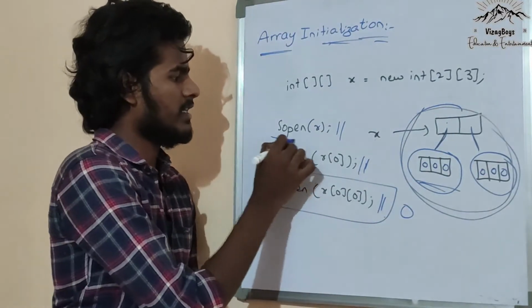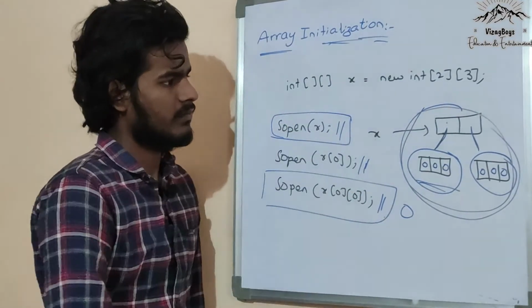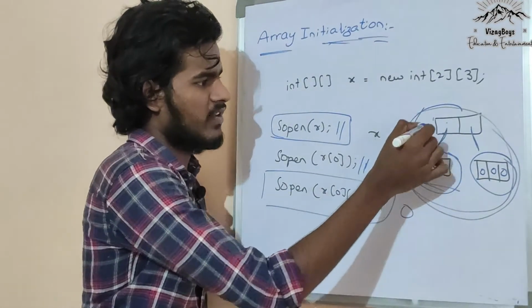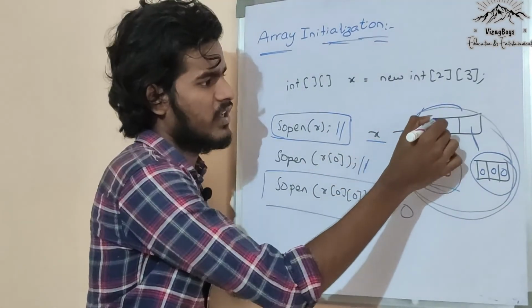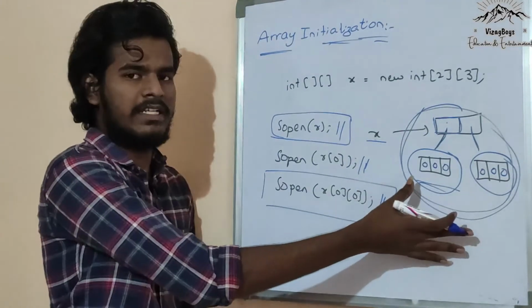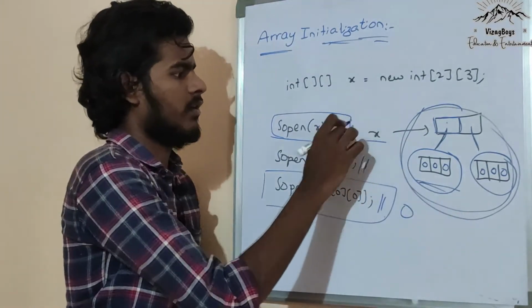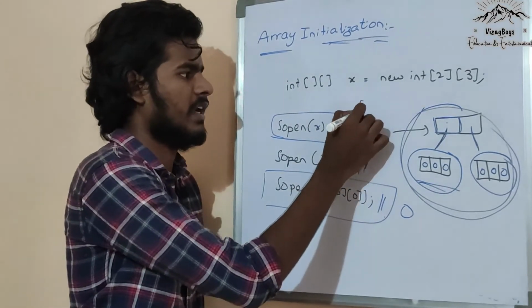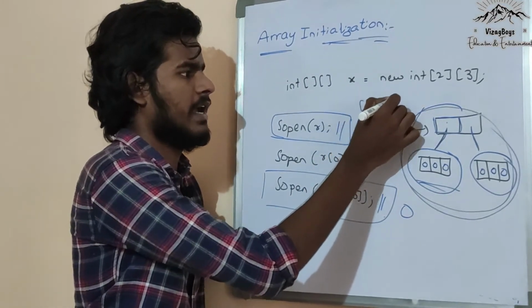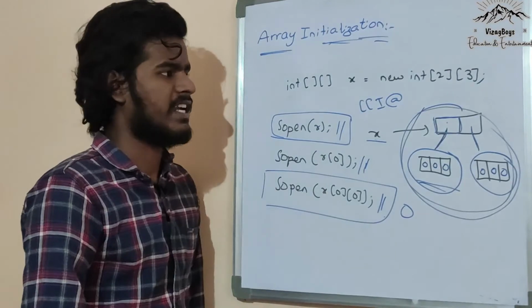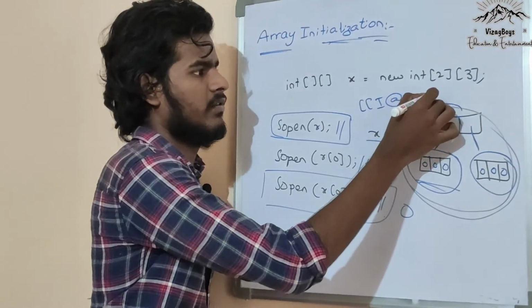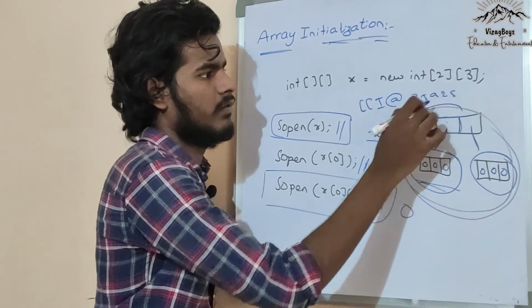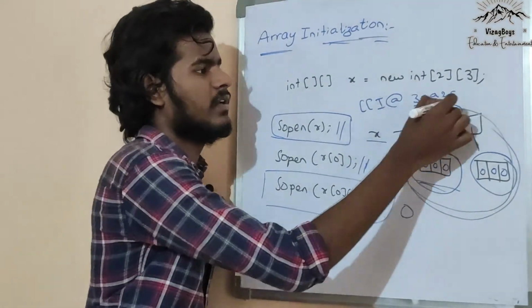What is the SOP of X? By default, this is the reference variable for this one. Here it is a two-dimensional array. What is the form? Class name @ hashcode in hexadecimal form, like 35A25. It varies from system to system.